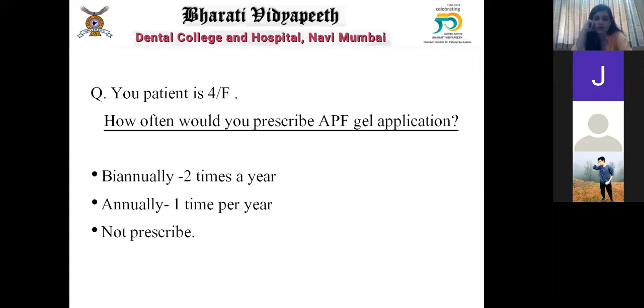Yes, ma'am. So I don't want you all to keep repeating this mistake a lot. APF gel is only for mixed dentition. So just keep that as a hint in your mind. If it's a mixed dentition, then you go for APF gel. If primary dentition is there or complete permanent dentition is there, you do not need to give APF gel. So at 4 years, most certainly the patient has primary dentition. All right, so keep this in mind.